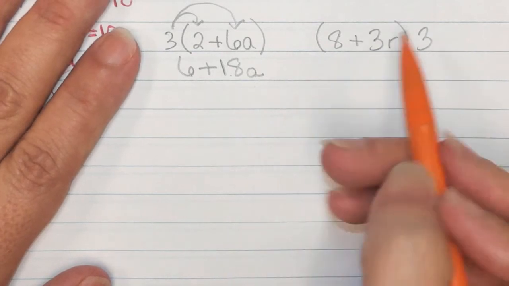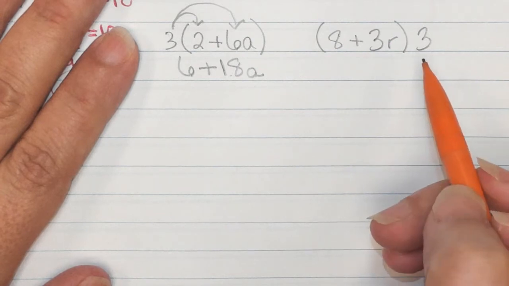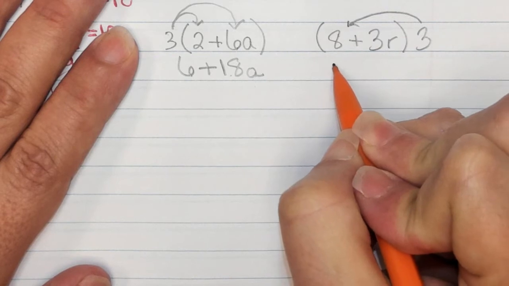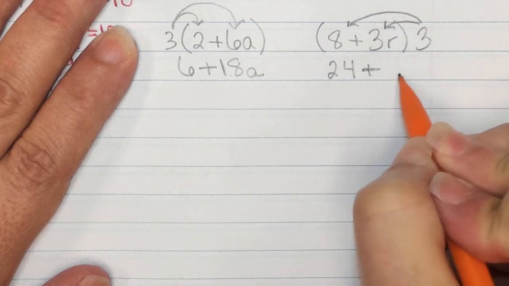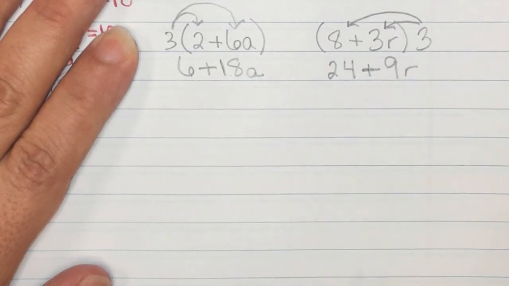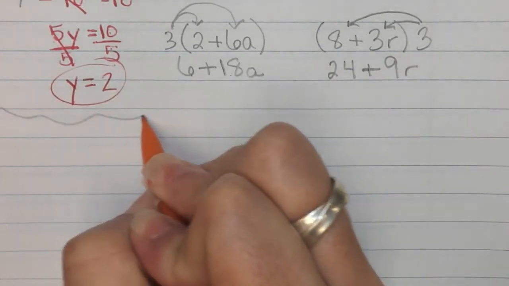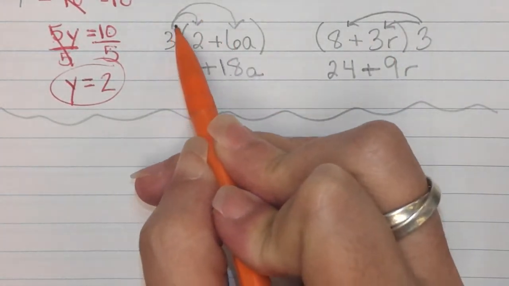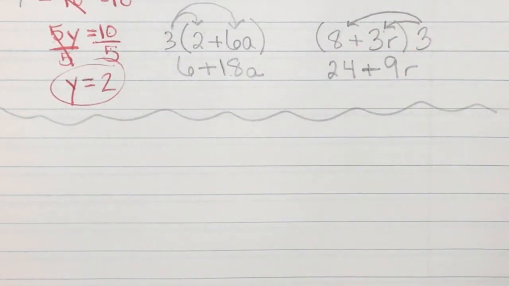Okay, here we go. This one is written to me backwards. I don't see many of these, but why not? I just kind of do it this way. 3 times 8, 24. Bring down the plus, and then 3 times 3R, 9R. Perfect. Okay? Go ahead. Now, if you would, I'm going to draw a little squiggly line. Because just like here, you did 3 times both of them. So here I'm going to do 3 times both of them. Got it? Okay.